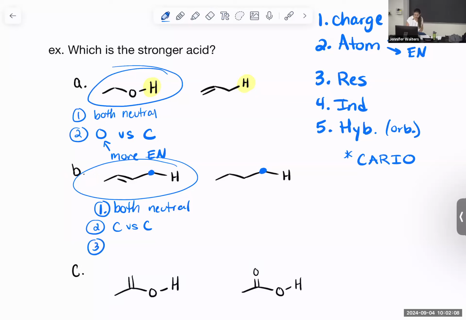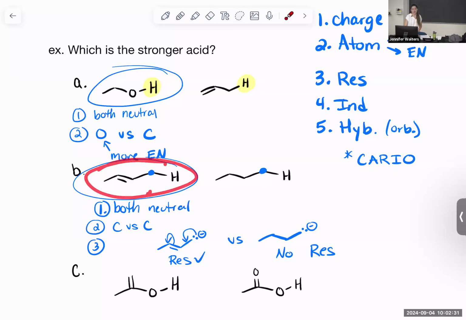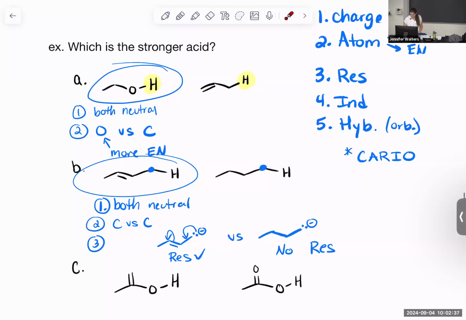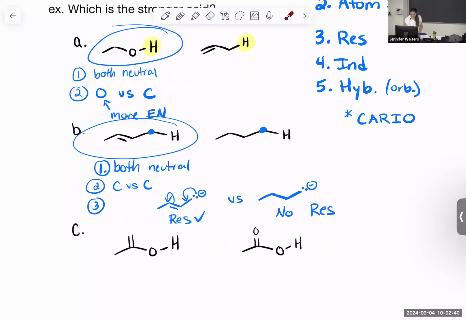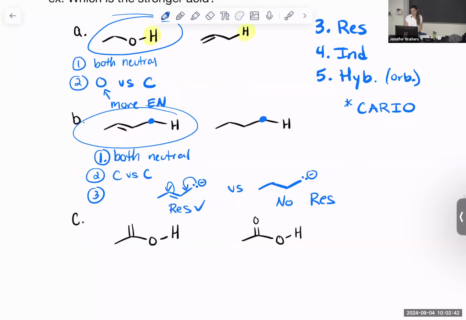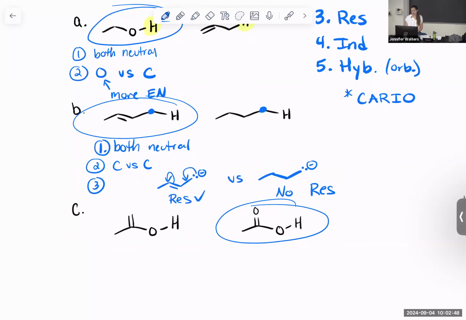Then I look at resonance. I'm looking at the conjugate base. So when I look at this, I am comparing that conjugate base versus that conjugate base. This conjugate base has resonance. So the molecule on the left is the stronger acid because of resonance. You have to look at the conjugate base when we're comparing the factors, especially for resonance. So then for C, which one is the better acid, left or right? The right, good. So which factor did you use?